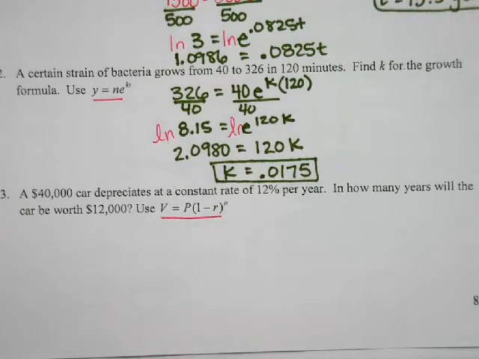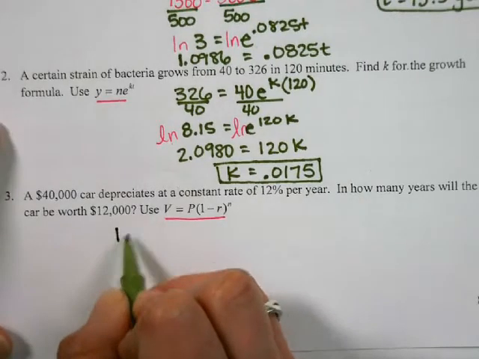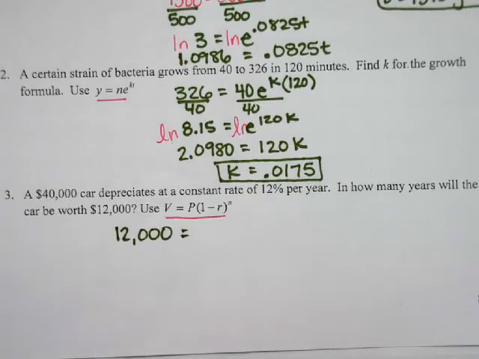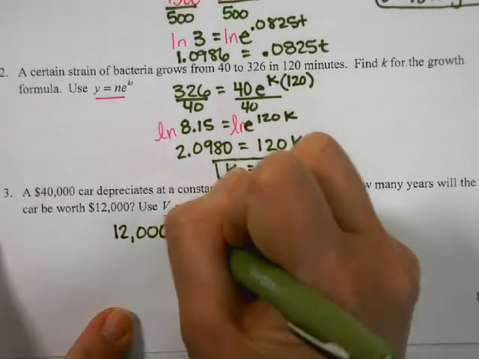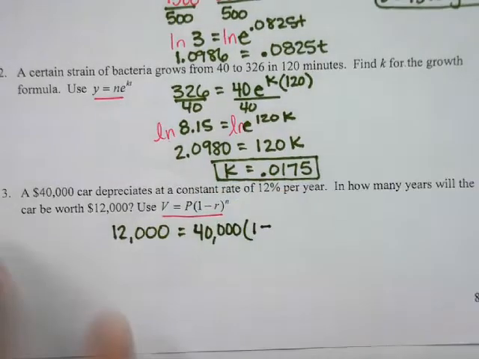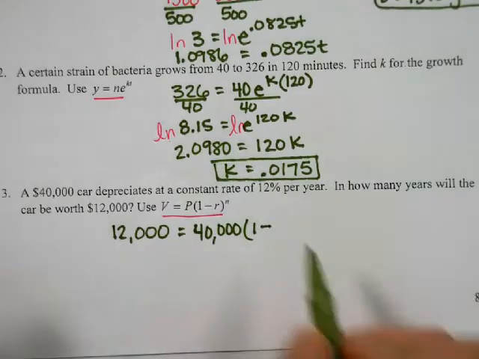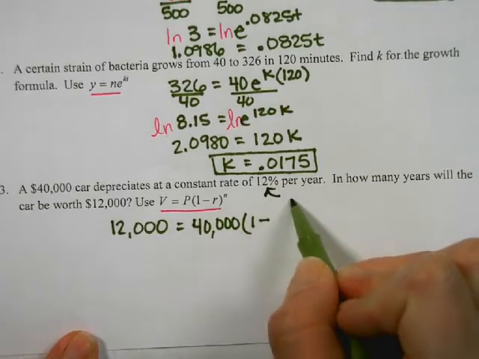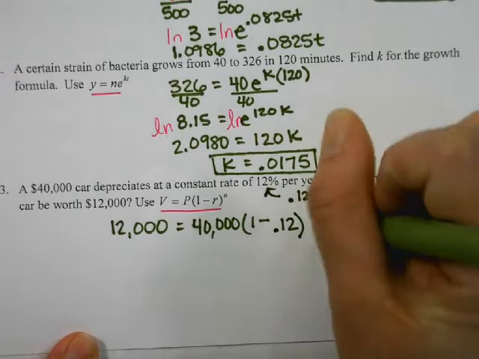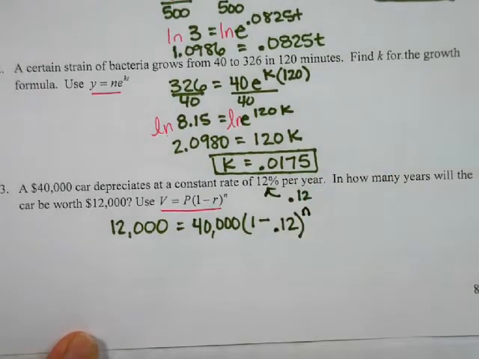Okay, so what's my ending amount? 12,000. That's the value of the car after it depreciates. What did my car start out at? All right, what's my R? 0.12, right? 0.12 is 12%. Move it over twice, so that's 0.12. To the, we want to know N. You can put it to either if you want.